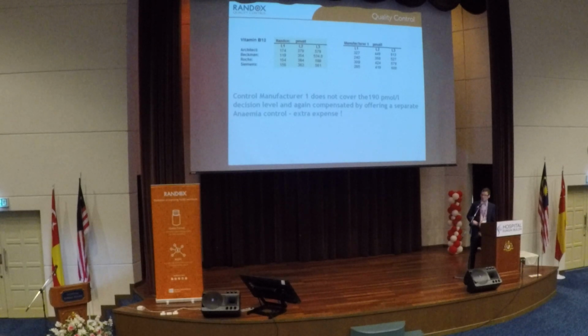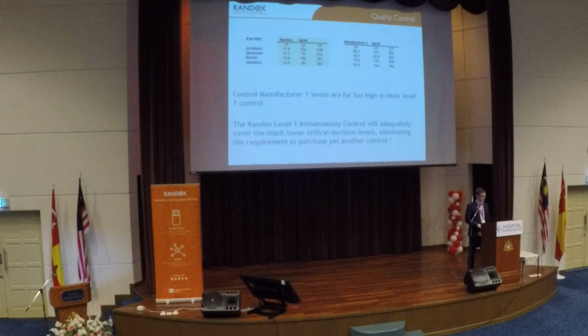And control manufacturer 1 for vitamin B12, they do not cover the 190 picomoles per litre decision level, and again, that's compensated by offering a separate anemia control, which again comes at an extra expense. For ferritin, the same thing is a problem here. For ferritin control manufacturer 1, the levels are far too high in their level 1 control, which means they're going to need an additional control to look after their ferritin.